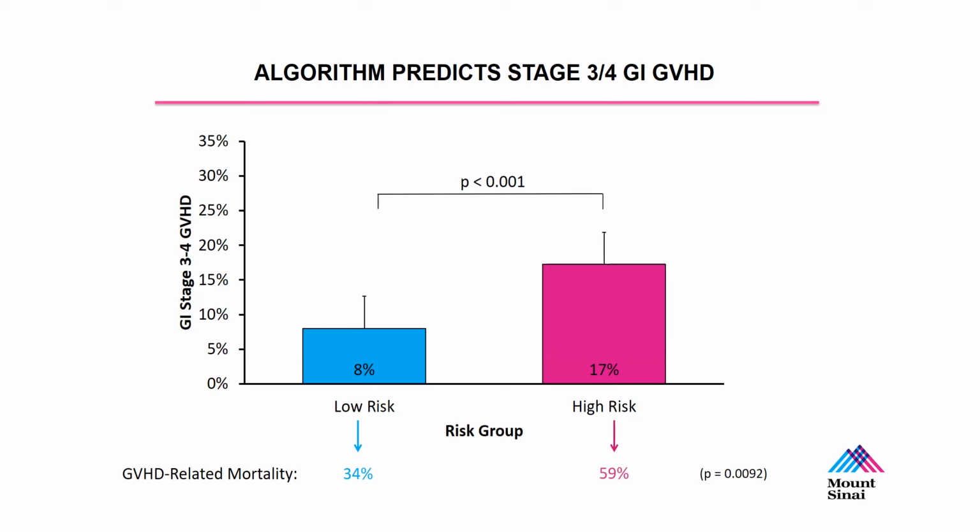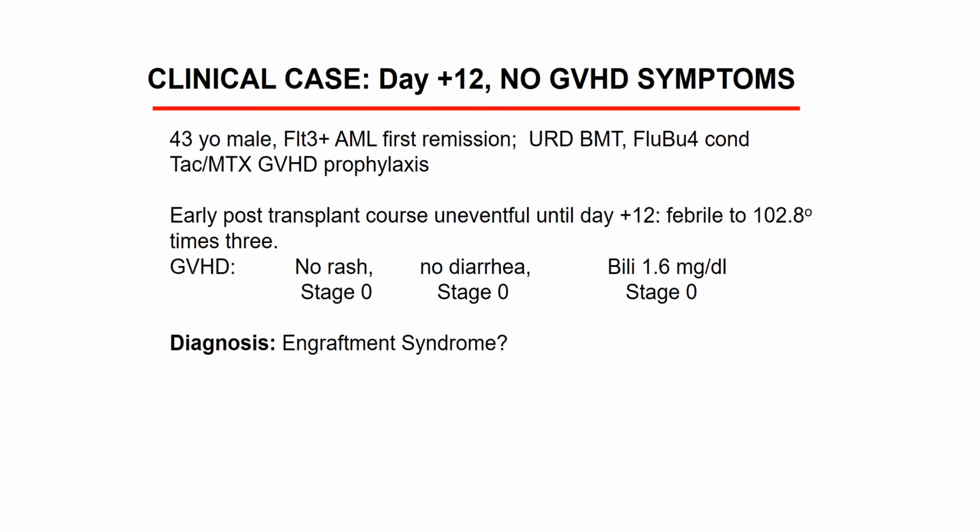Again, a highly significant difference between these two groups. So let's look at a case. This is a clinical case of a 43-year-old male who has FLT3 positive AML in first remission. He receives an unrelated donor bone marrow transplant. He receives flu-Bu4 conditioning, and he gets TAC methotrexate as GVHD prophylaxis.